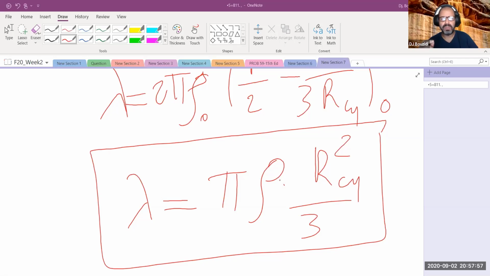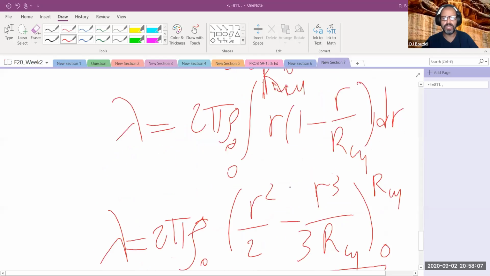Always, when you solve problems, make sure first that the dimensional analysis works, okay? So this is step one. This is not the entire solution to the problem, though. This is just finding lambda.